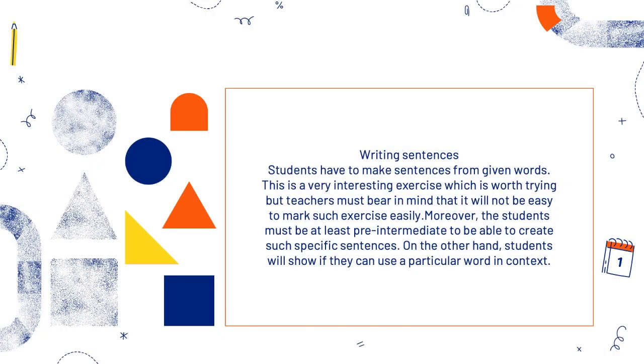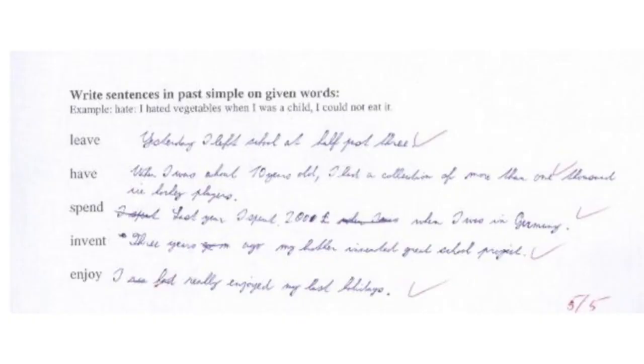Then we have grading sentences, and here the students have to make sentences from given words. And this is a really interesting exercise, but we have to keep in mind first that students must be at least at a pre-intermediate level, because they need to be able to create specific sentences. And on the other hand, students will show if they can really use this particular word or words in a specific context.